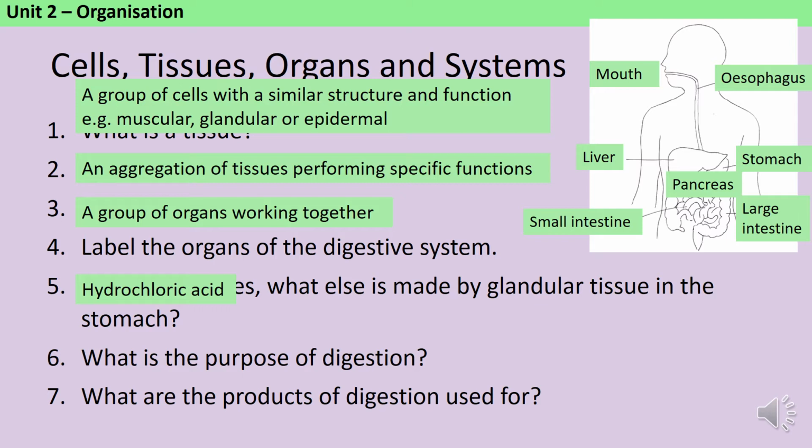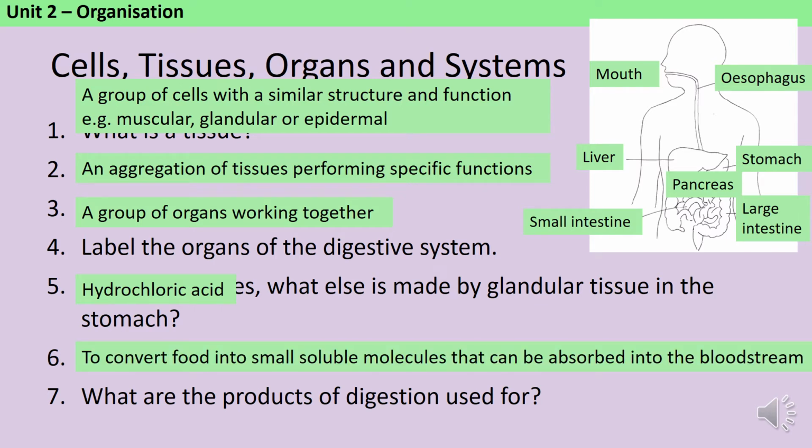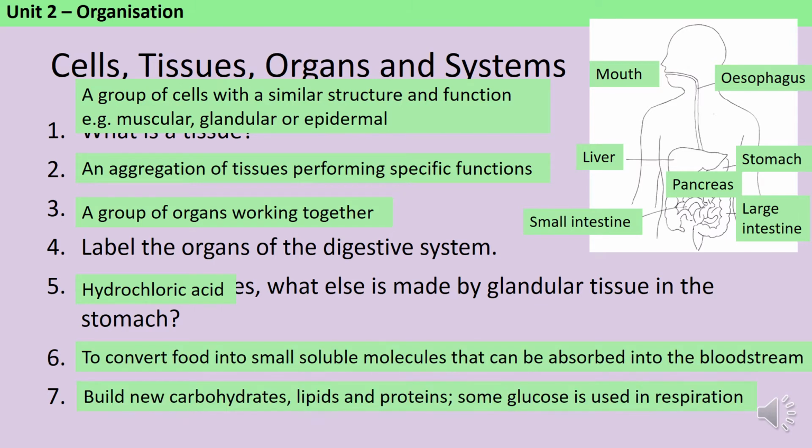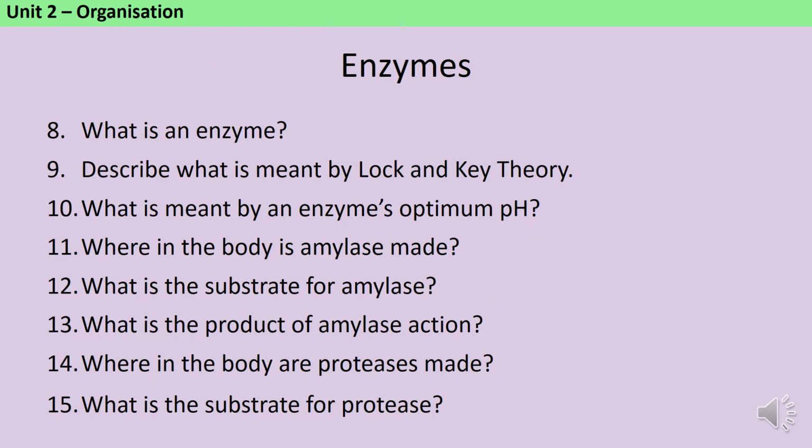The purpose of digestion is to break down large food molecules into smaller, soluble molecules which can be absorbed into the bloodstream. These products of digestion are used to build new carbohydrates, lipids, and proteins, while some of the glucose is used in respiration. An enzyme is a biological catalyst. In other words, it speeds up rates of reaction.